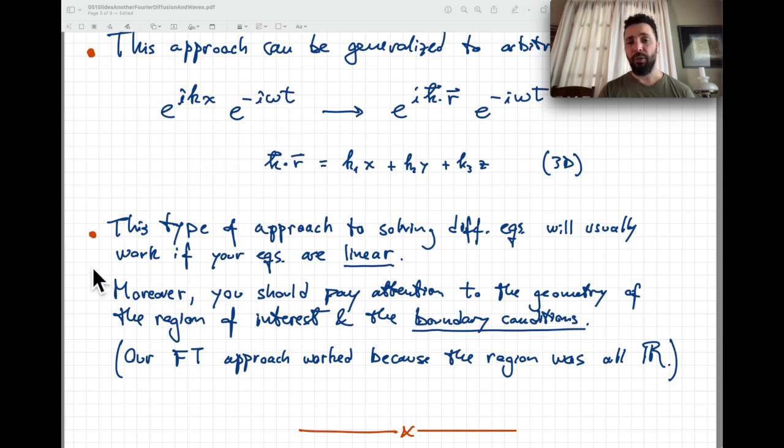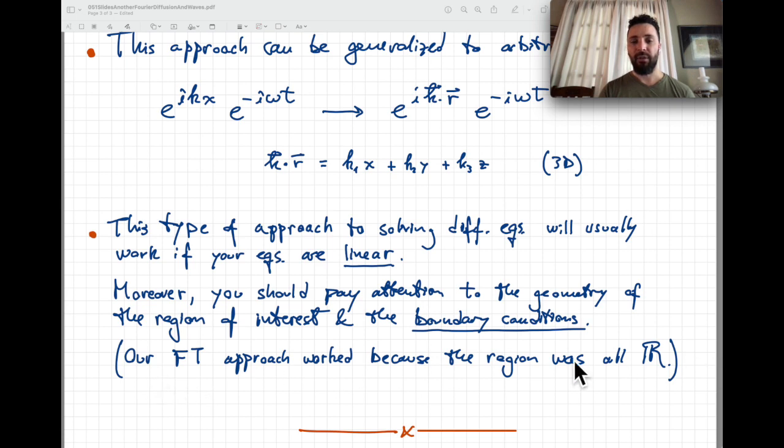Now, you should also always pay attention to the geometry of the problem. If the region of interest is not just the whole real line, if you have different boundary conditions than what we've been using here, then you will have to use something else. In particular, if you look at our previous videos, you'll see that hard wall boundary conditions will quantize momentum, and so you will not have an integral over k, you will have a sum over discrete momenta or discrete modes, k sub n, which also can be generalized to 2D and 3D and so on, but it's different from the types of integrals we've been doing here in the past few videos on Fourier transforms.